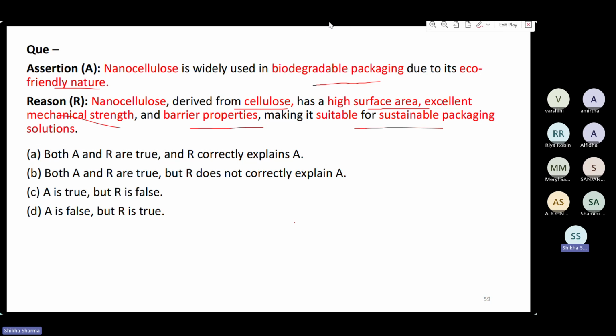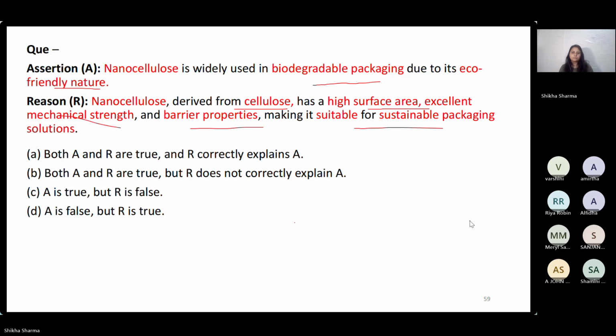So, which is the correct answer here? Anyone who would like to answer this question?